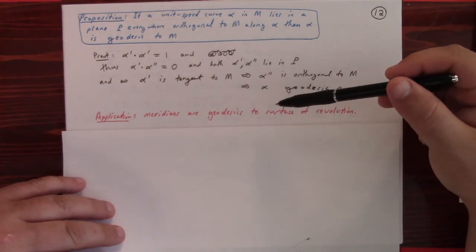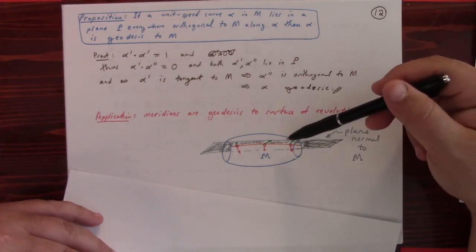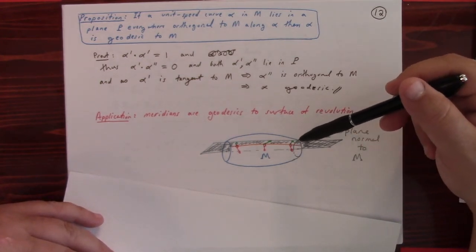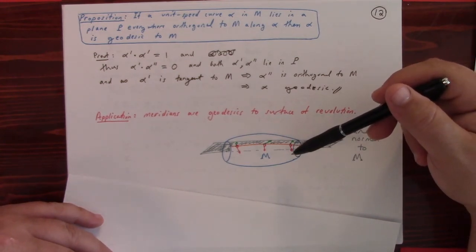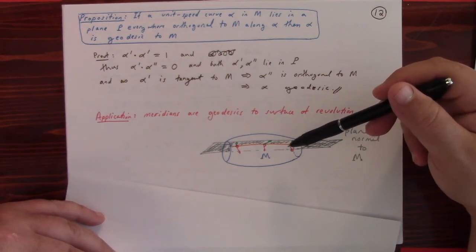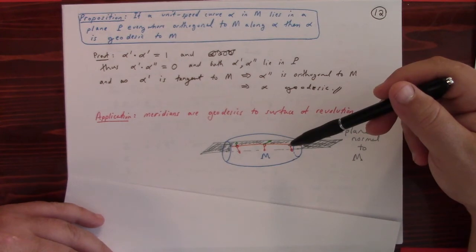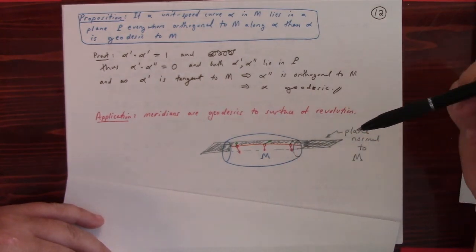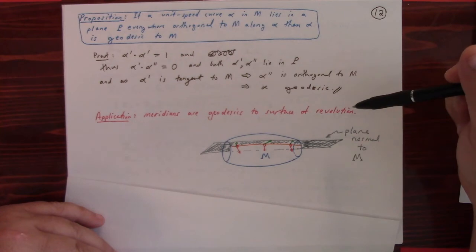Application: meridians are geodesics to a surface of revolution. I want to say parallels are too, because if I take the plane which is perpendicular to the axis, I think that the curve of intersection that it slices, I want to say that the tangent to that direction is always, well, of course it's parallel to the tangent space of M, but I don't know, it bothers me I haven't also written parallels here, but meh.